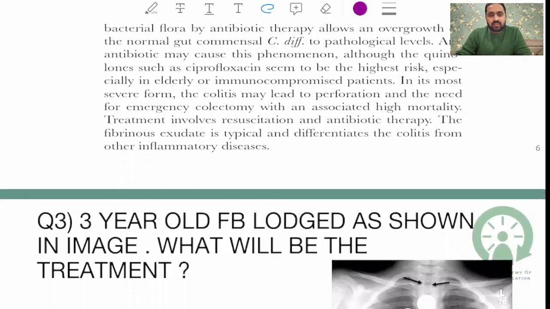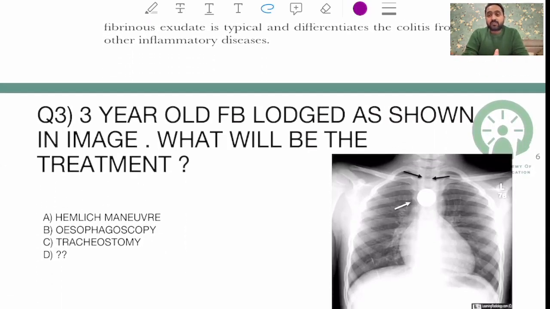Then this is a repeated question that was asked. What we could gather from the students is that it was an image of the esophagus showing the presence of a coin, and there is no brain over here. The answer would have been esophagoscopy.